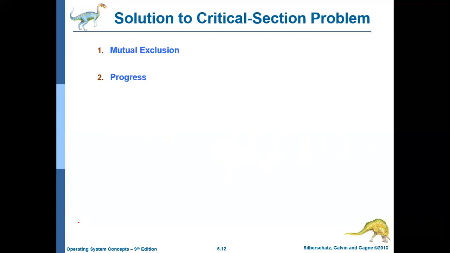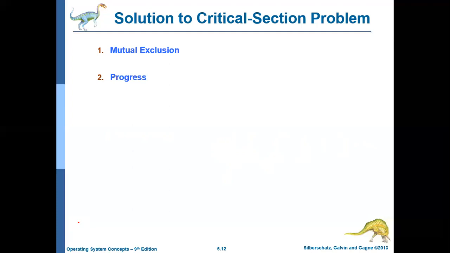Progress means, if currently no processes are in the critical section, and if one process wants to enter the critical section, then the decision of whether the process should be allowed to enter the critical section or not should not be postponed indefinitely. That is called progress.